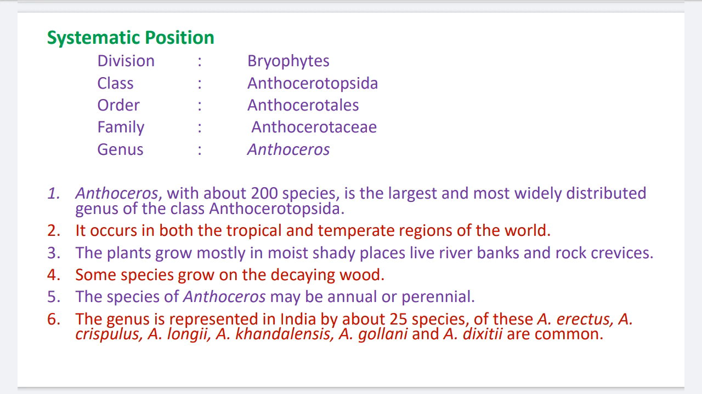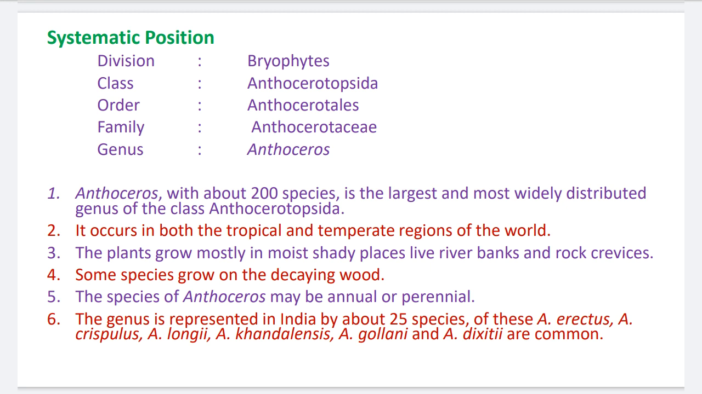Number 5, the species of Anthoceros may be annual or perennial. Annual means they can complete their life cycle within a year, and perennial means they can complete their life cycle within 2-3 years. So both annual and perennial types of life cycles can be present in the Anthoceros.